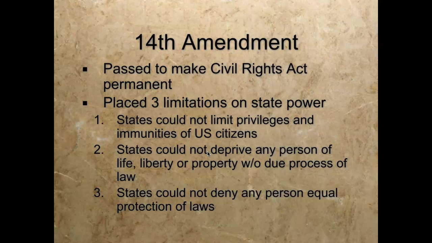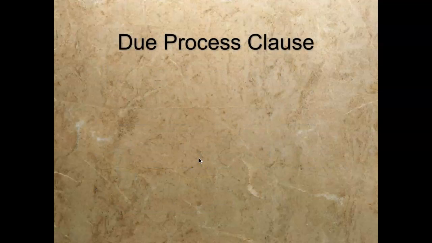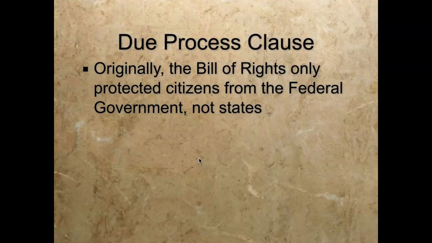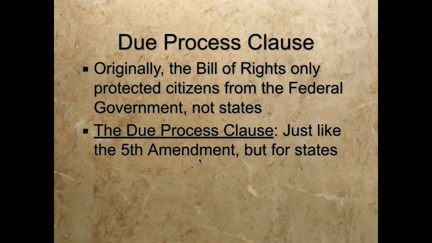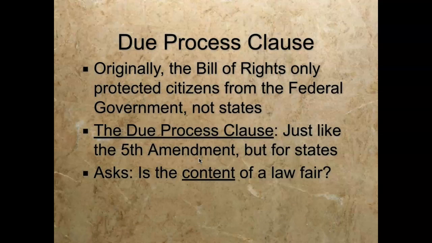The Due Process Clause answers the question, is the content of the law fair? So ask yourself, is a law fair that says black kids can go to this school and white kids can go to that school? Is the law fair that says people who make over $100,000 a year must pay 4% of their income in taxes, but people who make less than $100,000 per year need pay only 20% of their income in taxes?